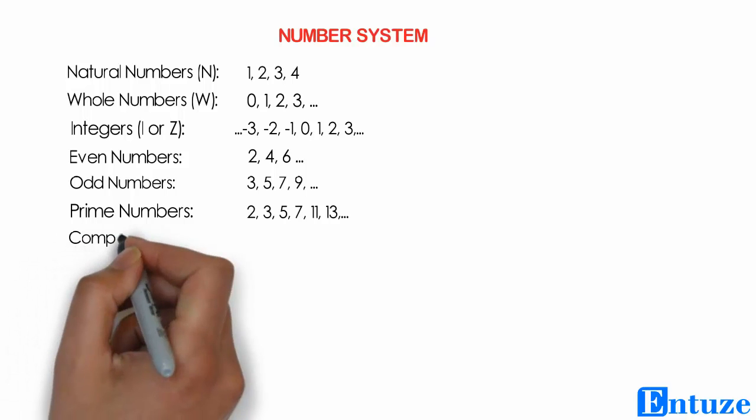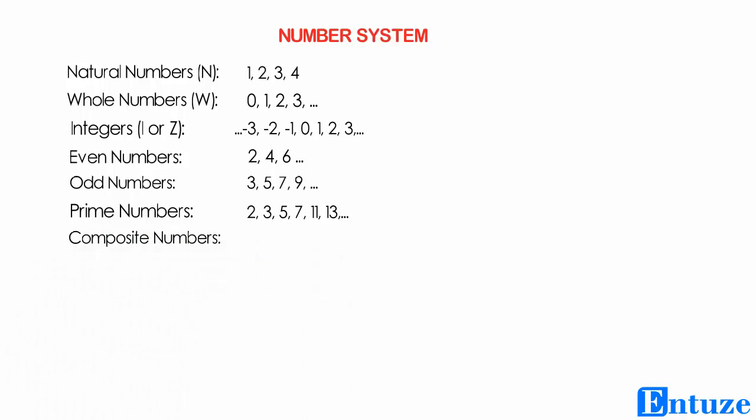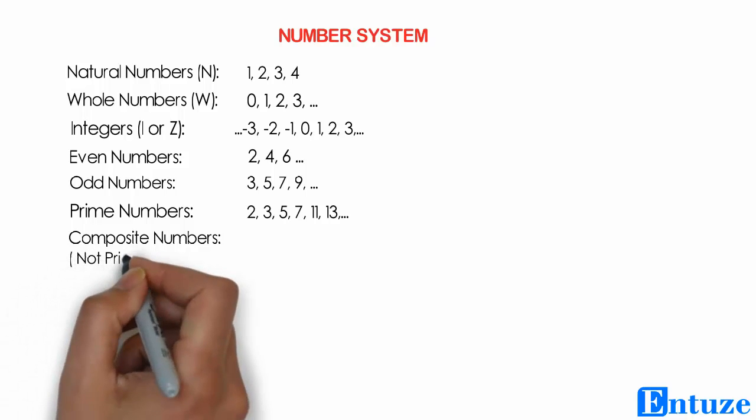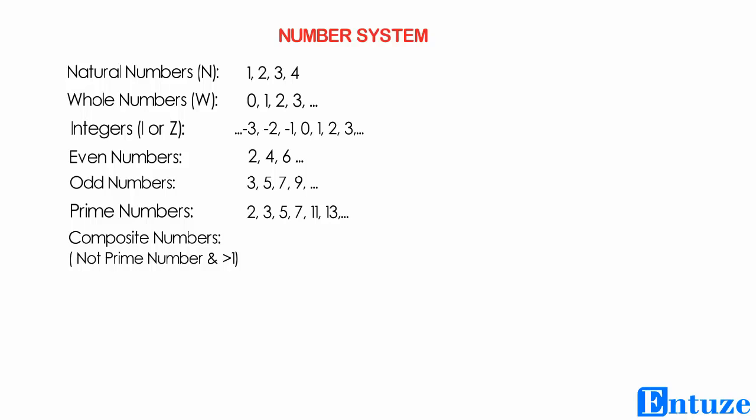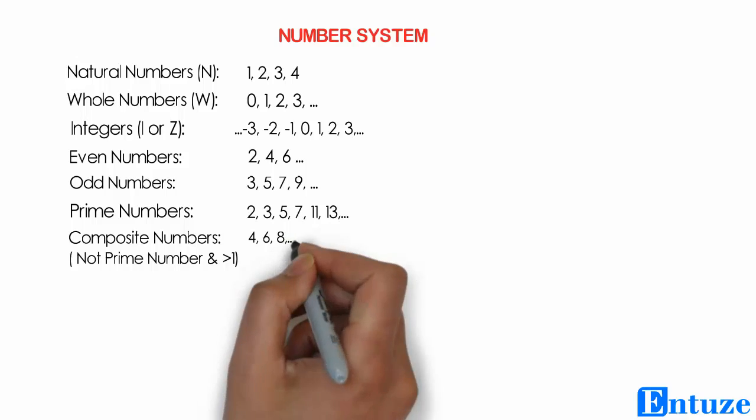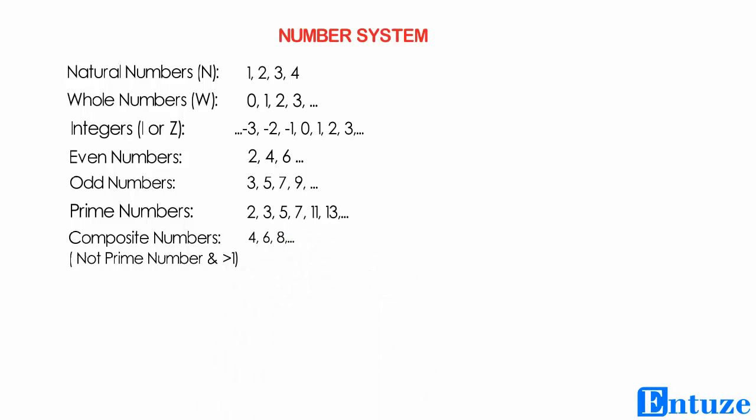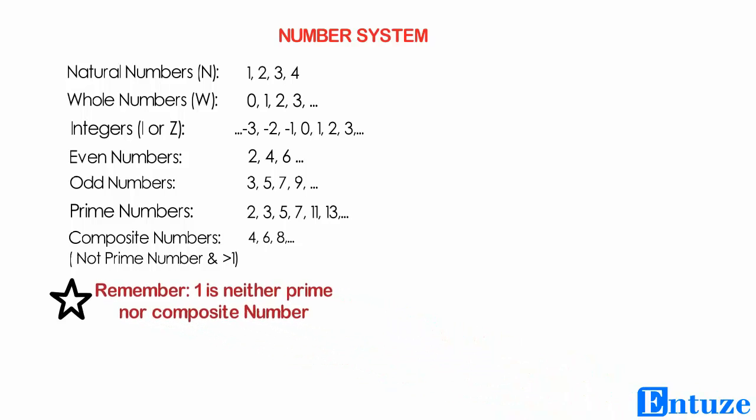And the next type of numbers is called composite numbers. The numbers which are not prime numbers and which are greater than 1 are called composite numbers. So now you can identify them as 4, 6, 8. These are called the composite numbers. Now next comes the question, what about 1? So 1 is not a prime number nor a composite number. While writing composite numbers, the rule is it should be greater than 1. So we can say that 1 is neither a prime number nor a composite number.